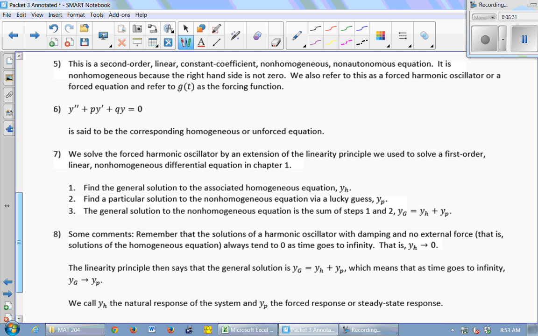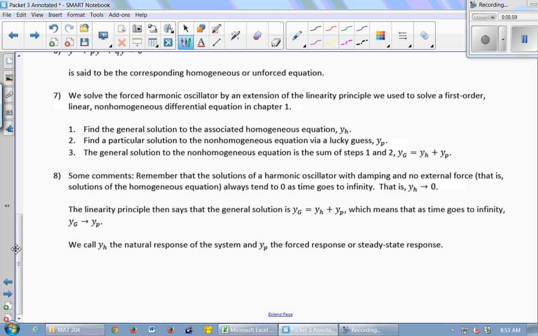First, find the general solution to the associated homogeneous equation. We'll call that y sub h. Then find a particular solution to the non-homogeneous equation via a lucky guess. And we'll call that y sub p for y particular. And then the general solution to the non-homogeneous equation is the sum of steps 1 and 2. So y general is just y homogeneous plus y particular.